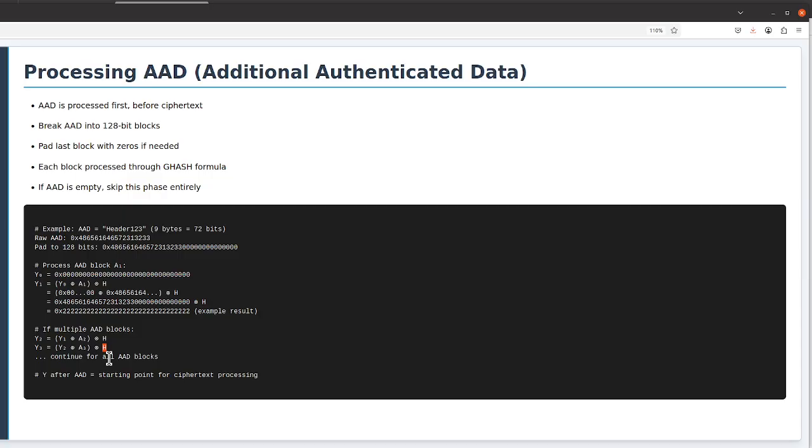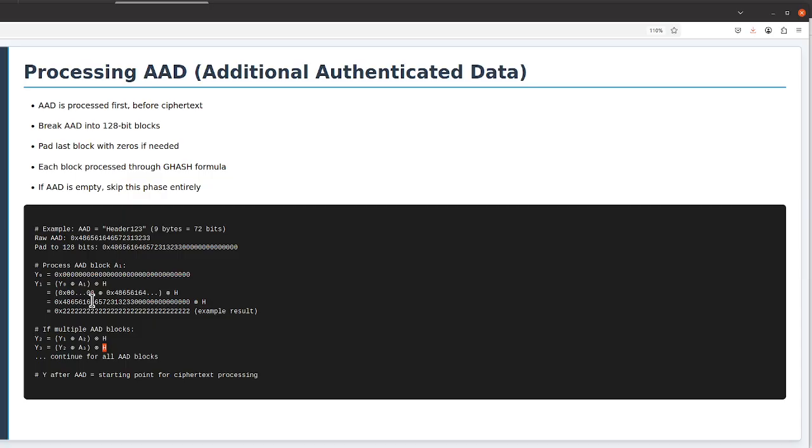Let's do a concrete example. Suppose your AAD is a single 128-bit block with value beginning with 1 1 ending with 1 1, and your H is beginning with AA ending with AA. Start with Y0 equals 0. Compute Y1 equals 0 XOR beginning with 1 1 ending with 1 1, times beginning with AA ending with AA. The XOR with 0 just gives beginning with 1 1 ending with 1 1.